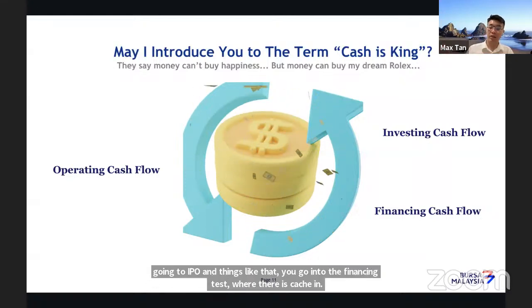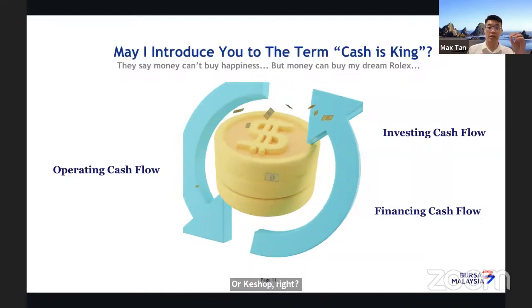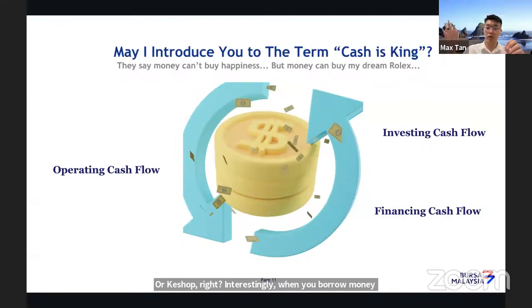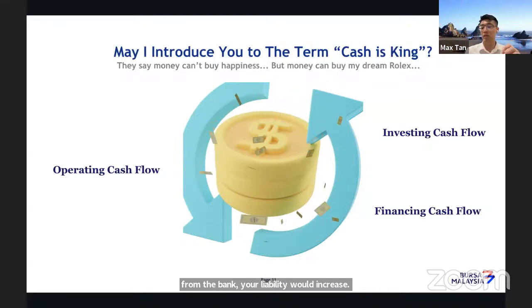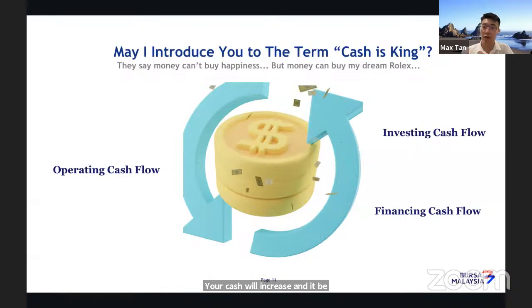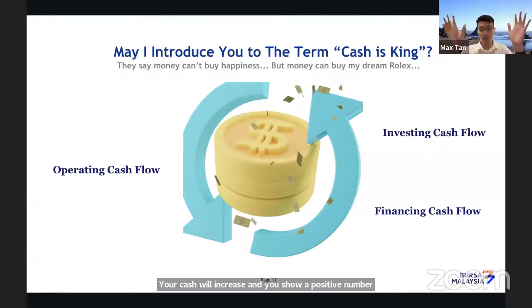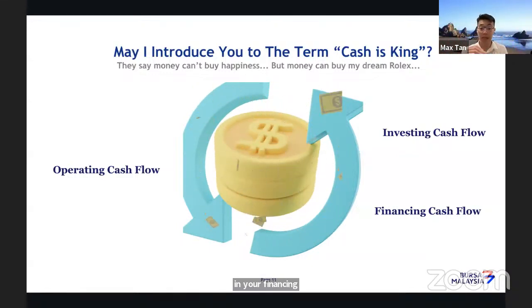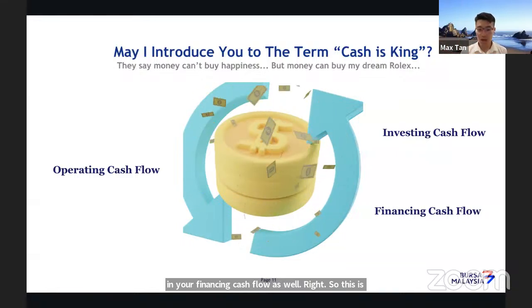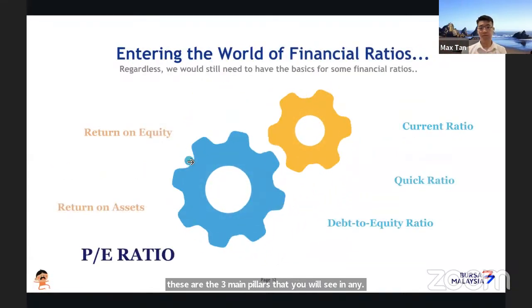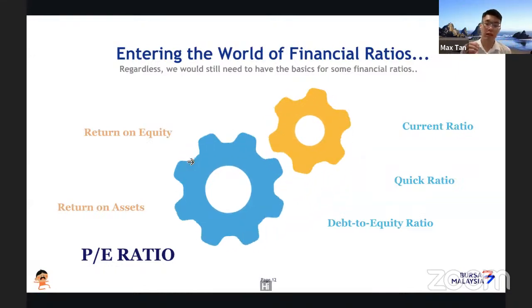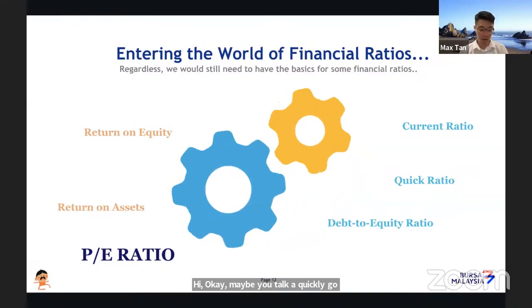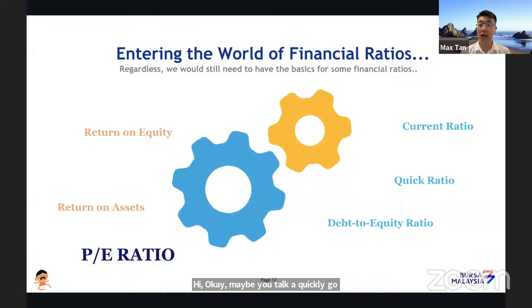Interestingly, when you borrow money from the bank, your liability would increase, your cash would increase, and it will show a positive number in your financing cash flow as well, right? So these are the three main pillars that you will see in any financial statement. Okay, maybe we quickly go through some of these ratios before we go into the actual examples.